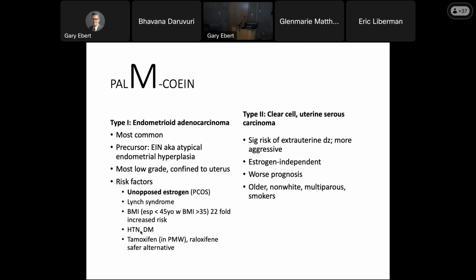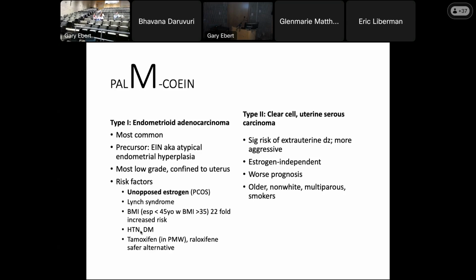The type 2 are more aggressive, clear cell, uterine serous. These are estrogen independent, meaning you could be a thin patient, doesn't have the risk factors. You'll find them in older women, multiparous smokers. The lining is not always thickened with these patients.